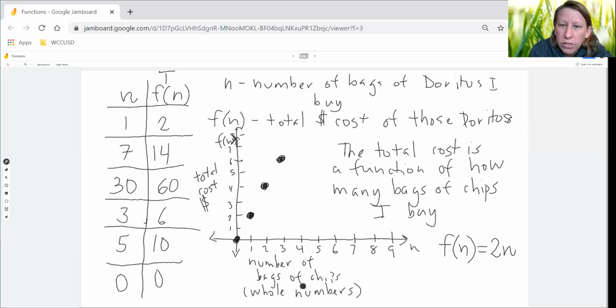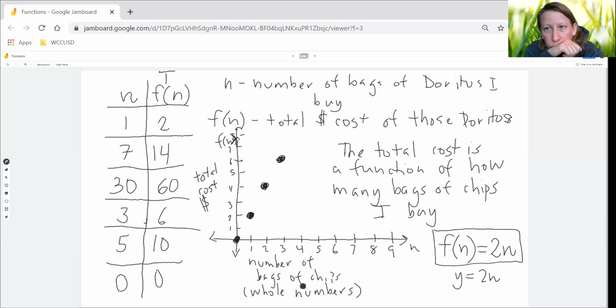So this is an equation. This is how you could represent this function in pure math. Really simple, really concise. Some of you are saying, Miss Bliss, can you say y equals 2n? Sure. But the function notation is better, and in an Algebra 1 class, we really want you to be able to use function notation.